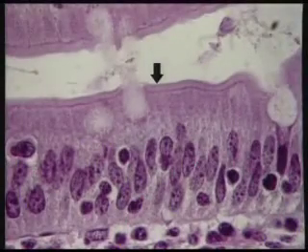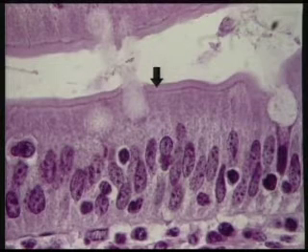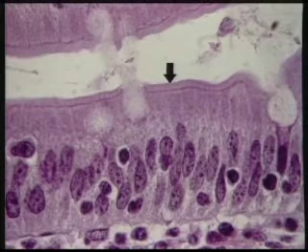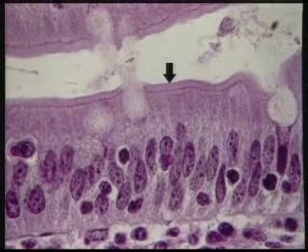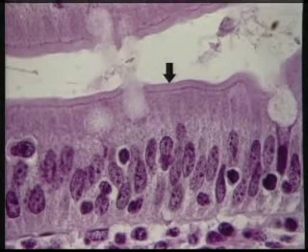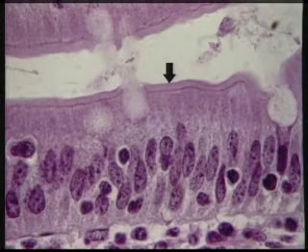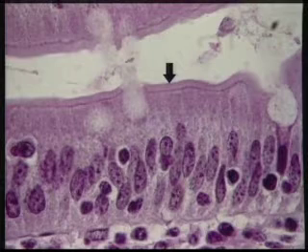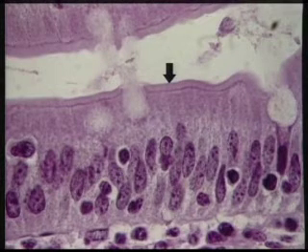What is this structure the arrow is pointing to here? And it runs right along the surface. And the answer is the brush border. This structure is called the brush border, and it consists of microvilli.